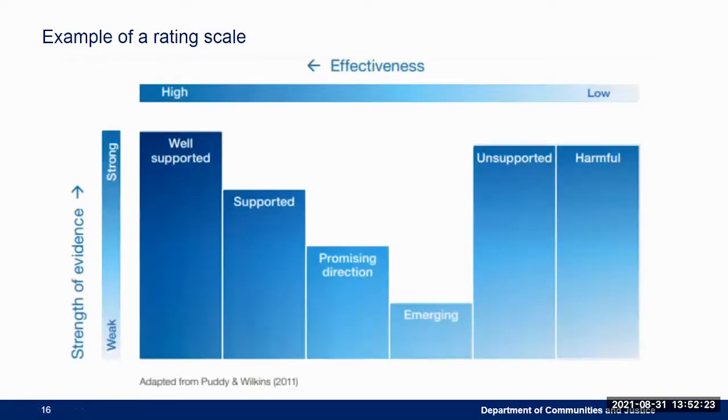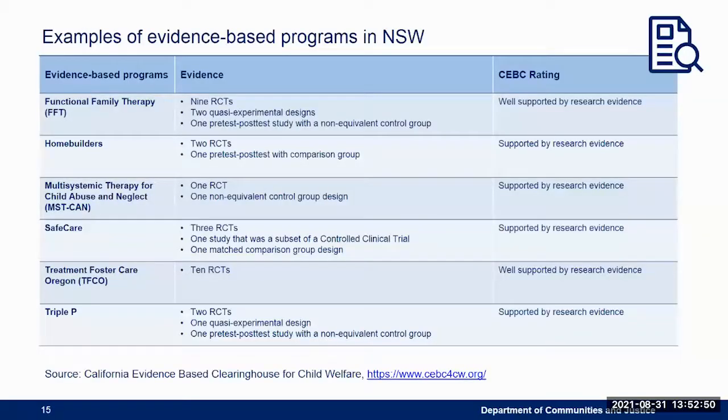So this is an example of a rating scale. When researchers rate a program, they rate it from well supported all the way down to harmful. Well supported studies are studies that have a large evidence base and high effectiveness, so they show that the program is effective. In this case, I have used the California Evidence-Based Clearinghouse for Child Welfare ratings on our 6 programs that we have here in New South Wales.